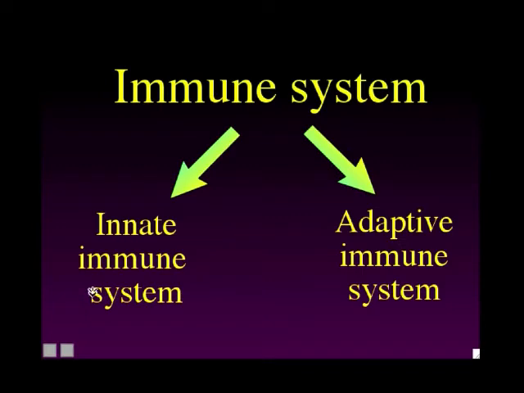Okay, so what we're going to do is go through the non-specific one, the innate immune system, and talk a little bit about what its cells and organs are, and then we'll talk about the adaptive immune system, the specific one. Okay, so the body's two defense systems: the innate non-specific one, and the adaptive, the specific immune system.